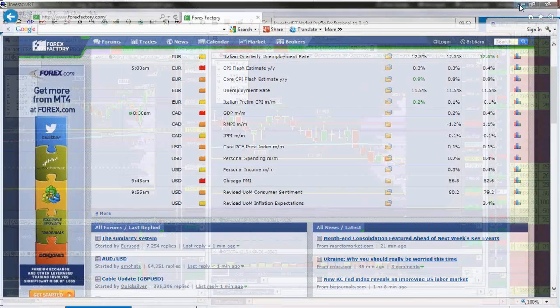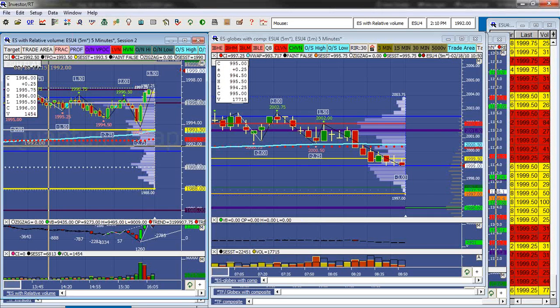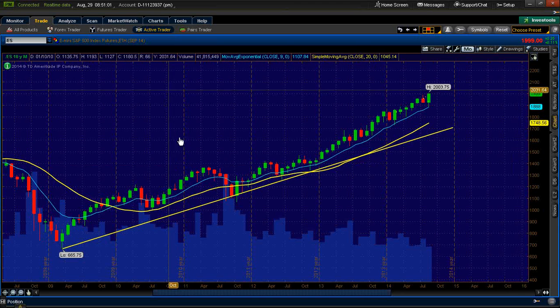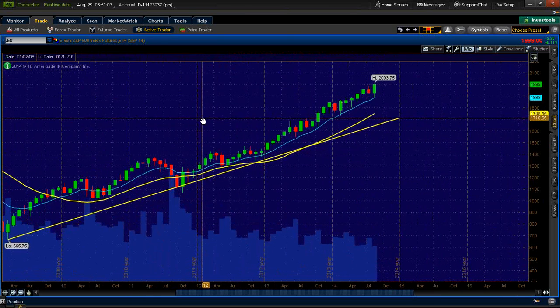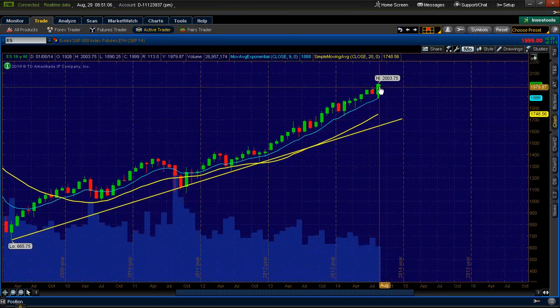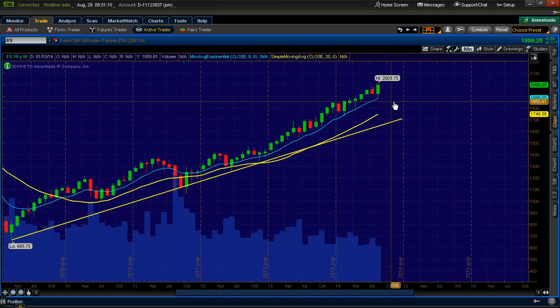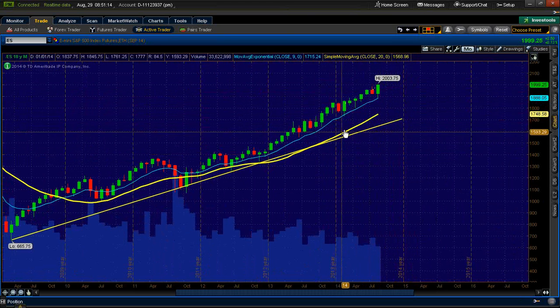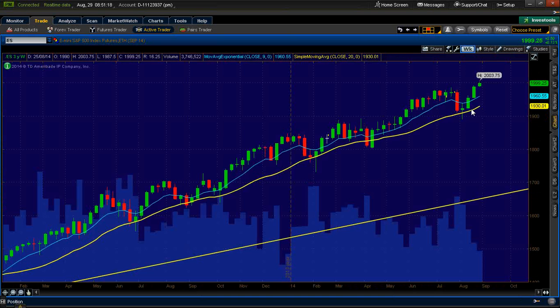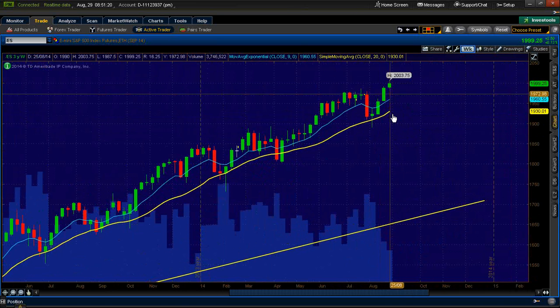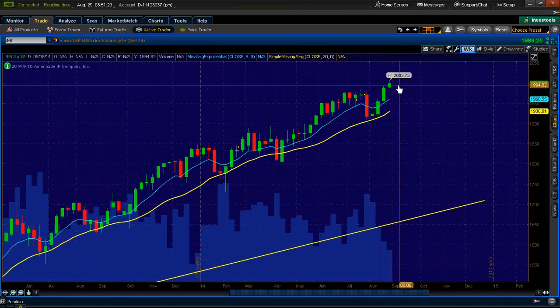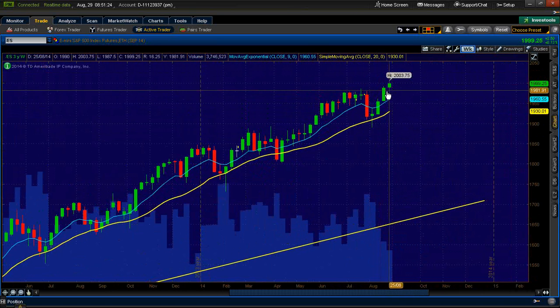So let's start with the macro to micro, as I always like to do. See where we are within the trend, within the time frames. You can see we made a new all-time high, all-time high in the month, all-time high in the S&P E-mini. Good slope, good separation. Trend is very intact on the monthly. Doesn't change much in the weekly as well. We have a move up. We do have a technical gap.